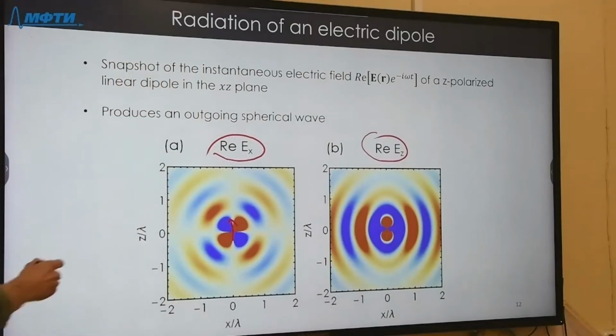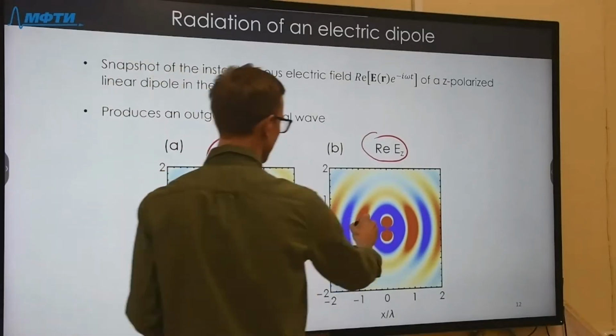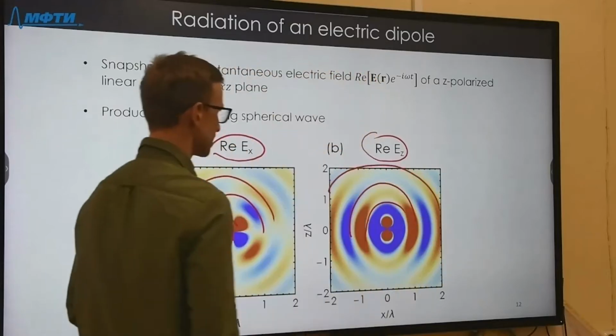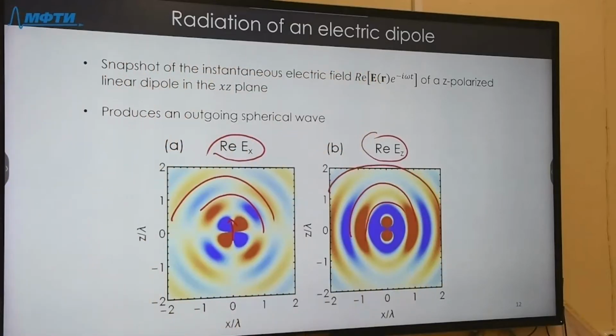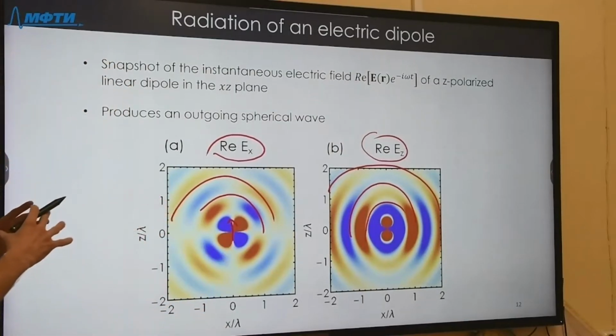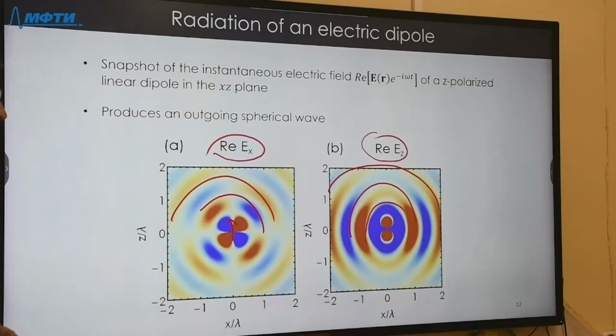We can see this spherical wave diverging away from the dipole. We see these phase fronts. And, well, the field, of course, is much more intense close to the dipole because it's getting concentrated around the dipole, and it decays fairly quickly as we go away from the dipole to infinity.